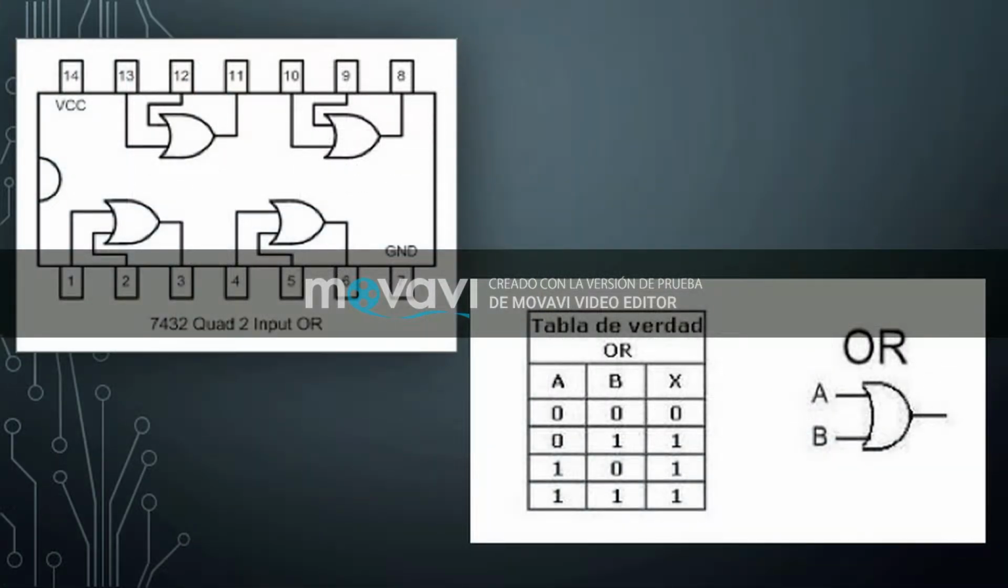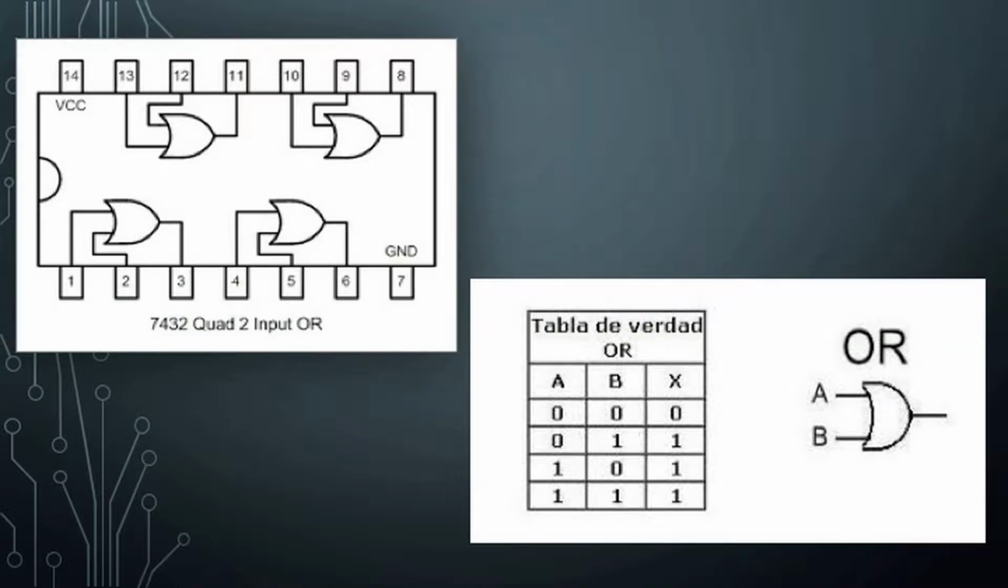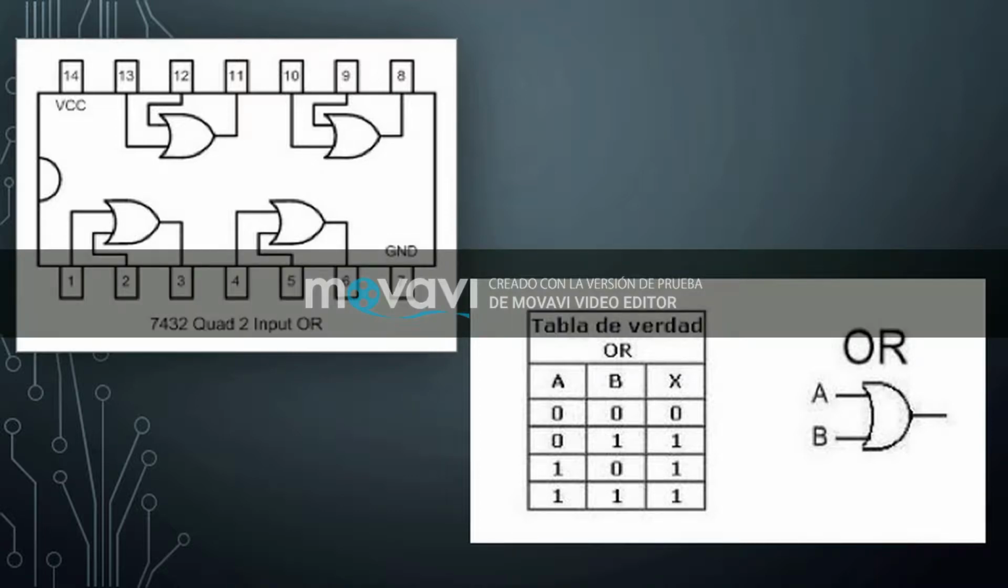Well, I'm going to talk about the logic gate that is named OR. As you can see in this picture, we have the truth table and the symbol. In the truth table, we have two inputs and only one output. First, we will see the truth table.